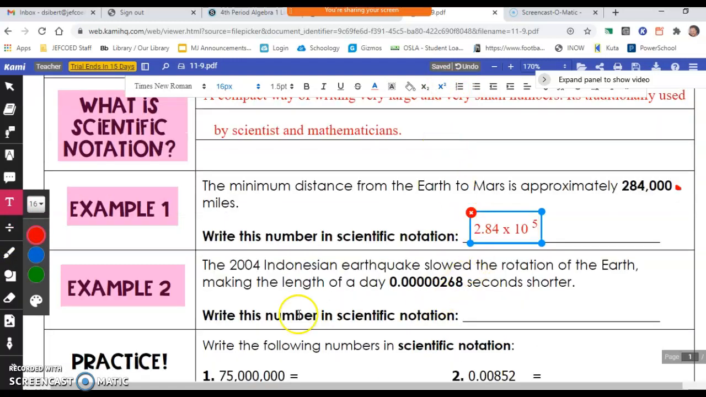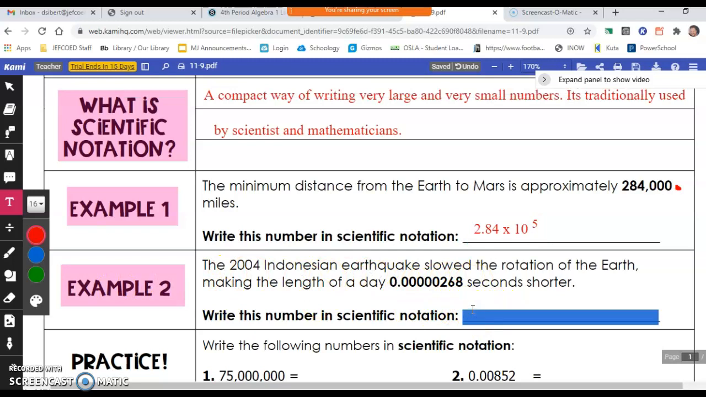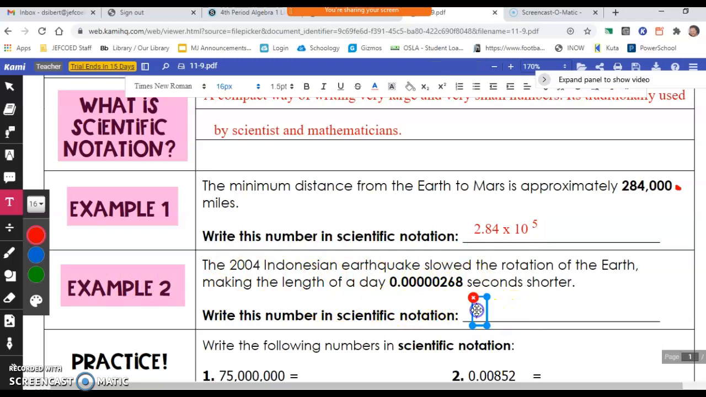Okay? Now, same concept for example 2, except here now we're looking at a number, guys, where it is smaller than 1. And we talked about last week, anytime that you have a number smaller than 1, the exponent ends up being negative. Okay? So here we're going to take the decimal and place it one number in front of our last number that's not 0. So we're going to have 2.68, and that's going to be times 10 raised to the power of, and how many places was it moved? 1, 2, 3, 4, 5, and 6.